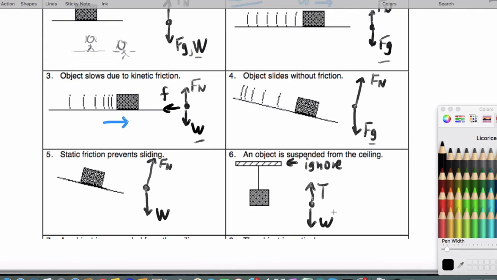And those are the first 6 problems in our practice exam. And I'll take a look at the next page in the next video.